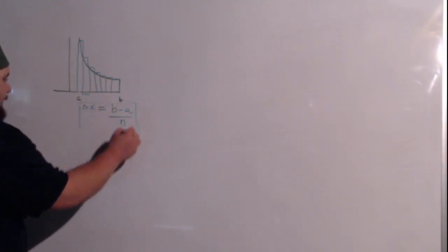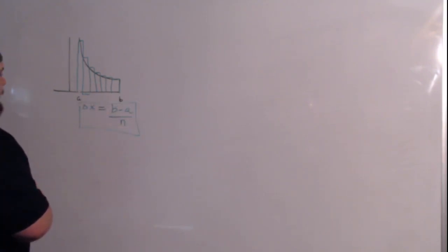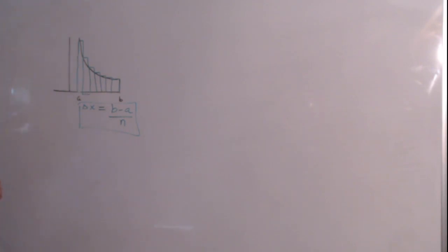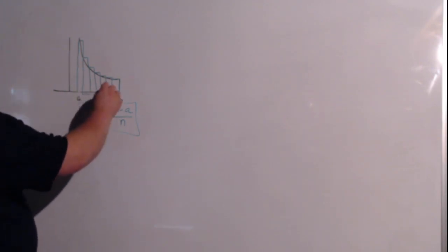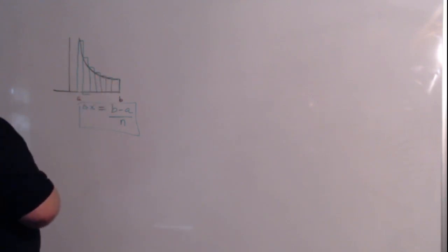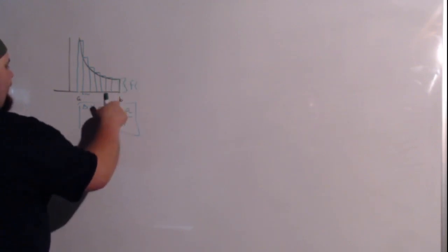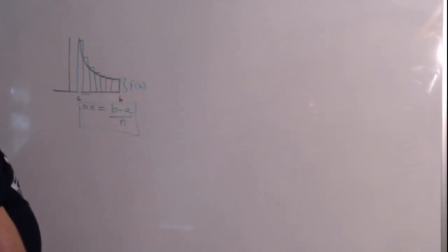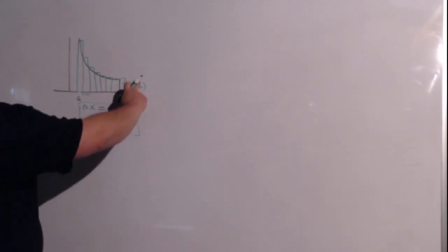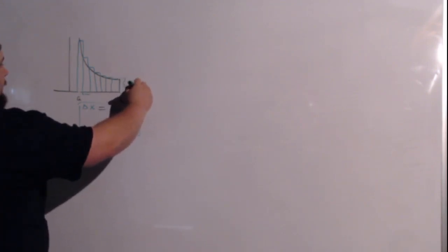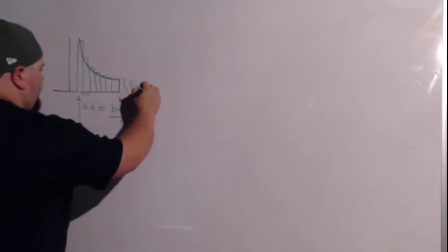So we need that, and we also are going to need the Riemann sum itself. So each one of these rectangles has a height and a thickness. The height of the rectangle is equal to the function at that point. Now, we can call that sub n, I guess, since we have n rectangles. So that would be f(x) sub n.